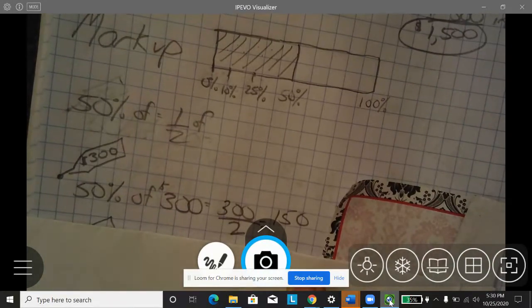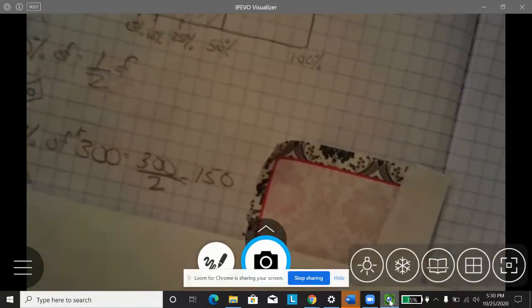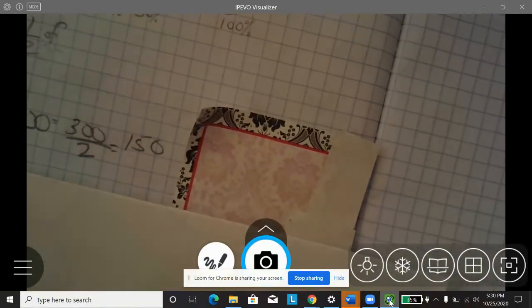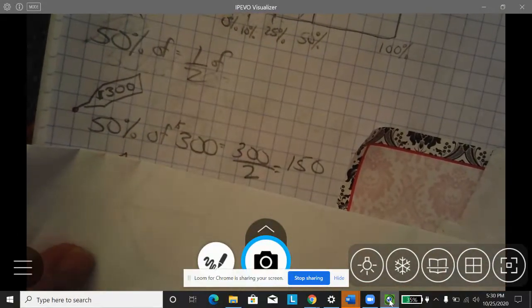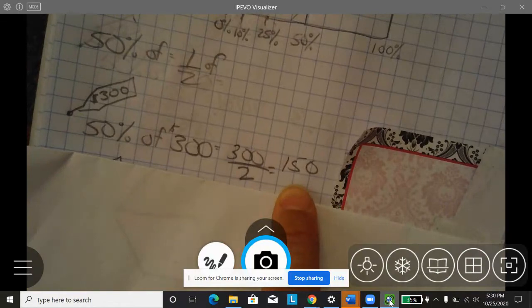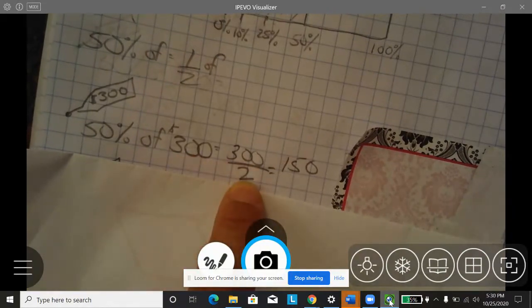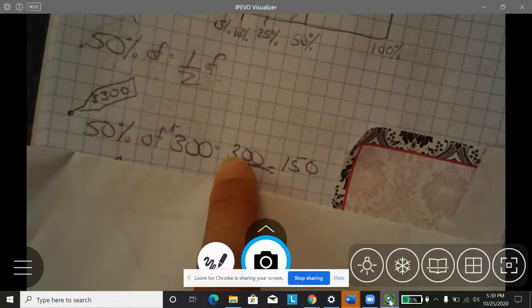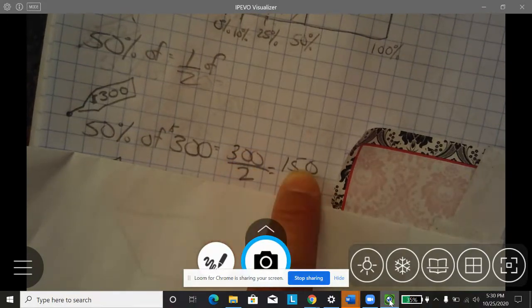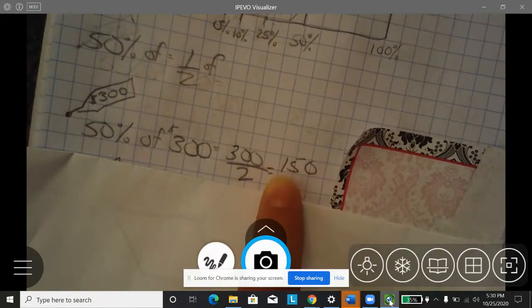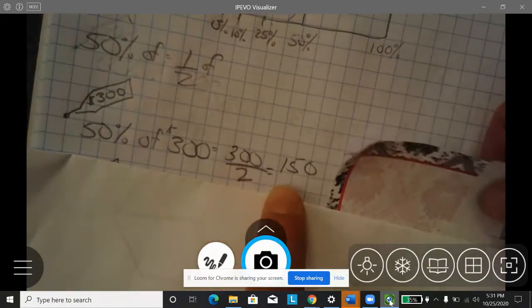So the first thing you do is you divide it by 2, because 50% is the same thing as dividing by 2 or multiplying by 1/2. So you're going to take the price of the item, divide it by 2, which is increasing it by 50%. And it turns out 300 divided by 2 is 150. You can do that. 3 divided by 2 is 1 with 1 left over. 2 goes into 10 5 times. And then 2 goes into 0 0 times. So $150. Or you might just know that half of 300 is 150.